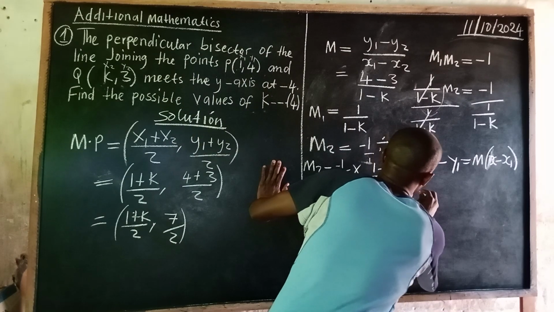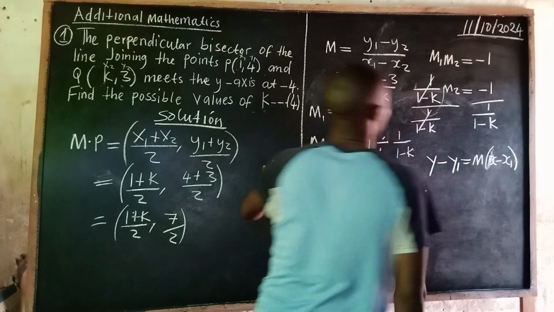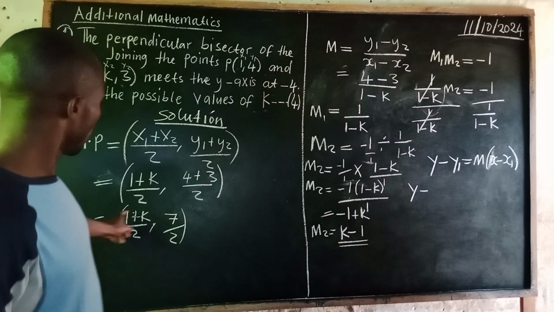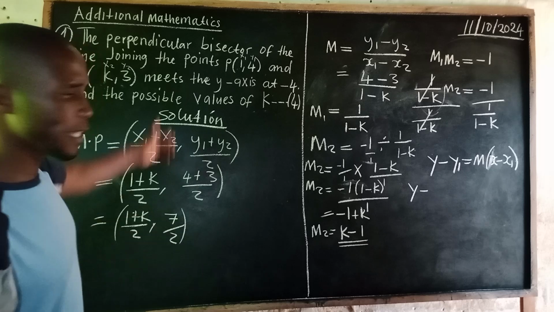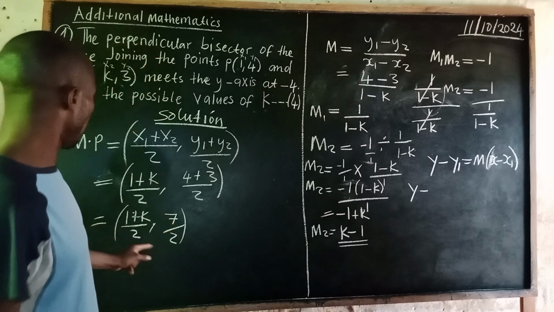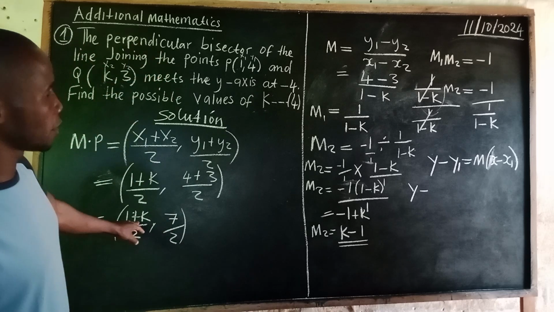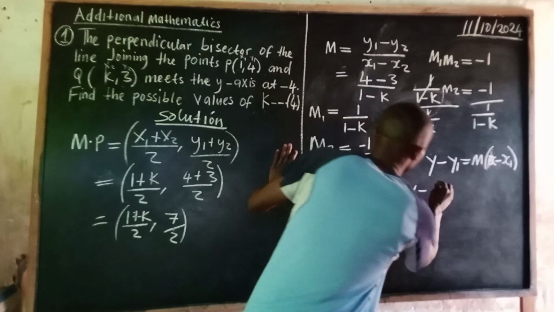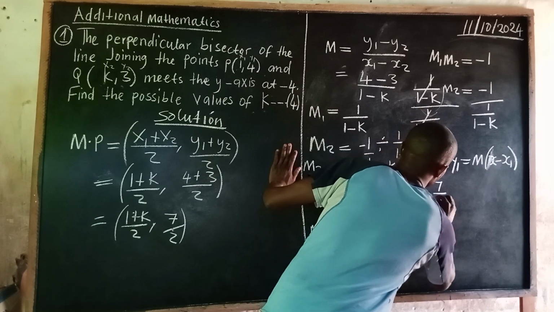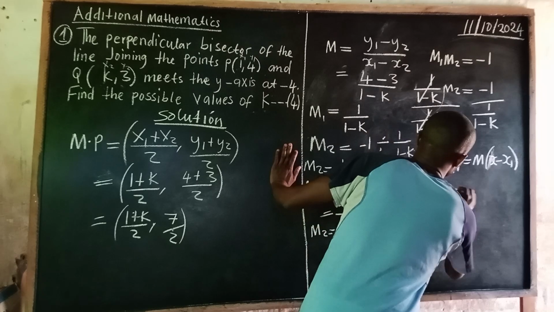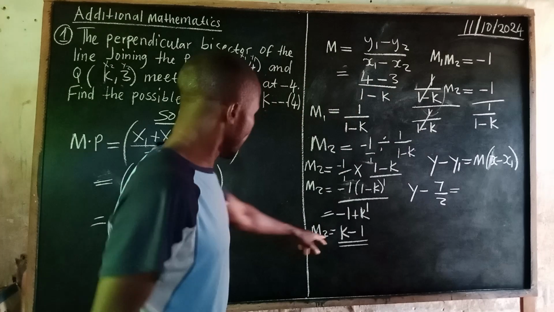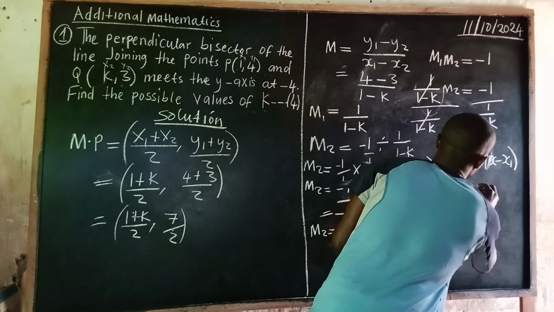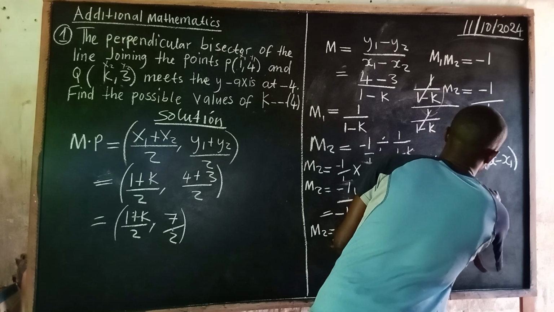Y minus y1, in this case now we come to the midpoint there, okay? We use these coordinates. No wonder why we started by finding the midpoint. So y1 is this 7 over 2. Okay, 7 over 2 equals, the gradient is what? Gradient is K minus, minus 1. K minus 1.